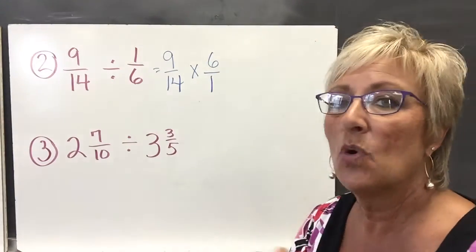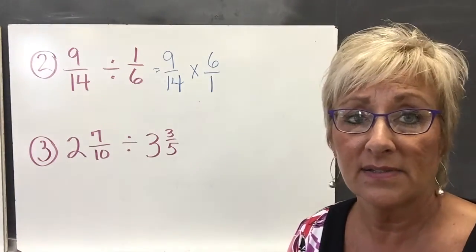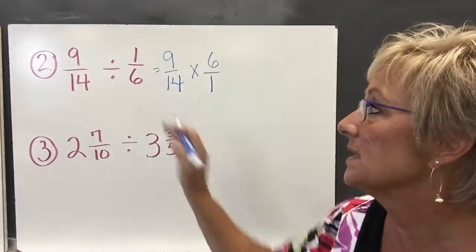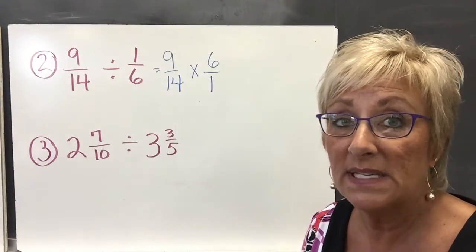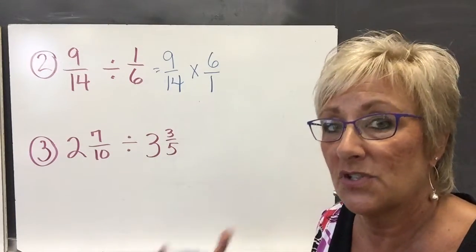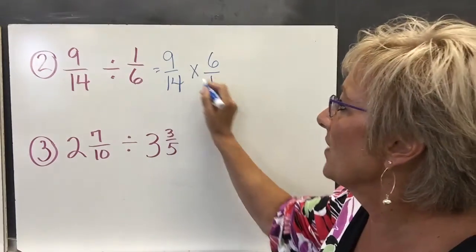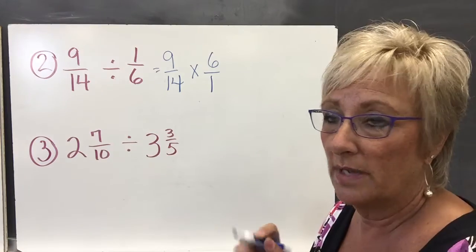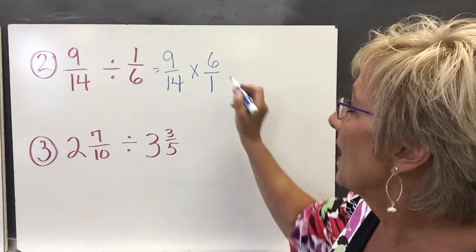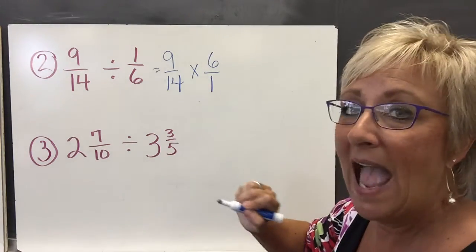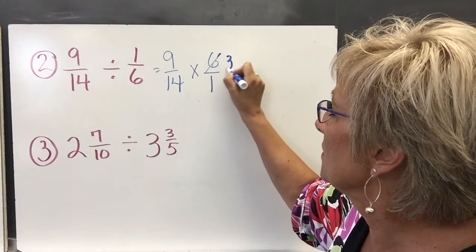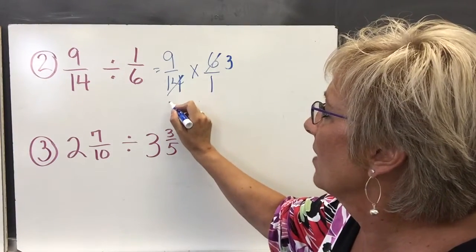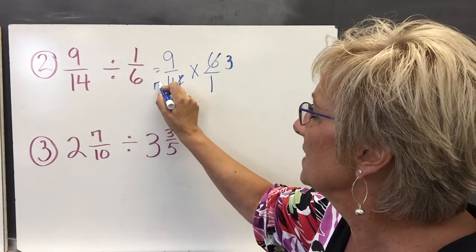And now I'm going to stop before I do anything else and see if there's any number that will go into these diagonally that I can cross reduce. It will help me so much so I don't have to work with such large numbers. So I know nothing will go into 1 and 9 except for 1. Can't do anything about that. But I do know that 6 and 14 happen to be even numbers. So I can take a 2 out of both. It leaves me with a 3 here. 14 divided by 2 gives me a 7.